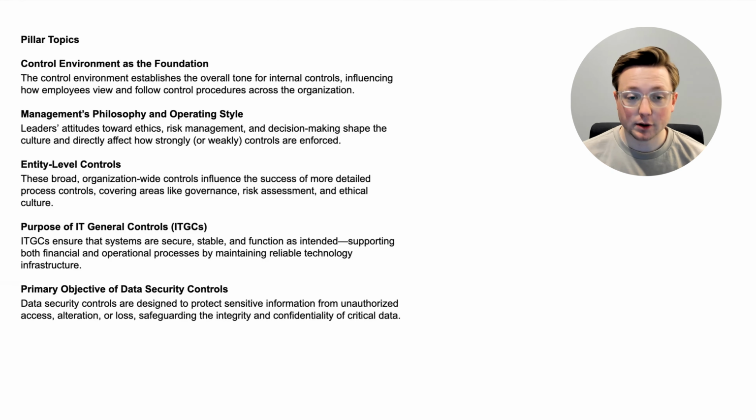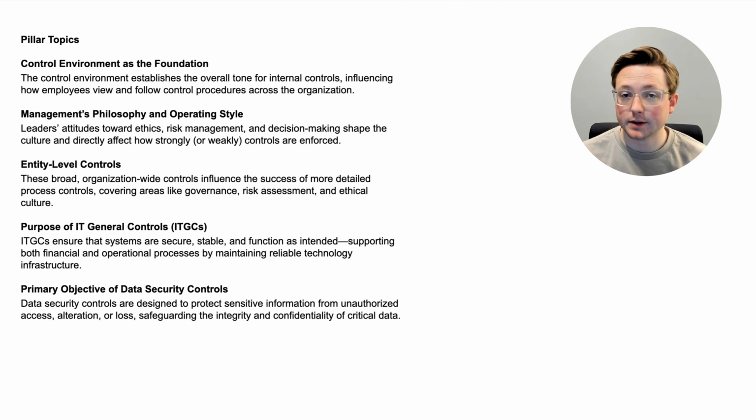Okay, here we are at the pillar topics. Let's just dive straight in. First, let's talk about control environment as the foundation. The control environment establishes the overall tone for internal controls, influencing how employees view and follow control procedures across the organization. Let's talk about management's philosophy and operating style. This has a lot to do with that control environment as the foundation. Leaders' attitudes towards ethics, risk management, and decision-making shape the culture and directly affect how strongly or weakly controls are enforced. Now let's talk about entity-level controls. These broad organization-wide controls influence the success of more detailed process controls, covering areas like governance, risk assessment, and ethical culture. Again, those have a lot to do with management's philosophy and their operating style.